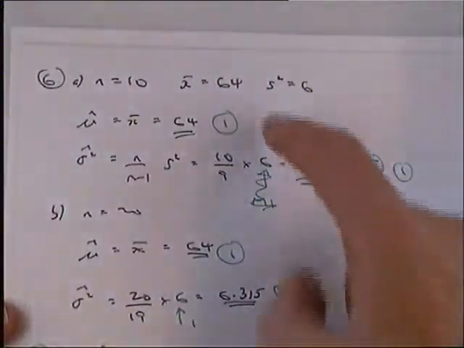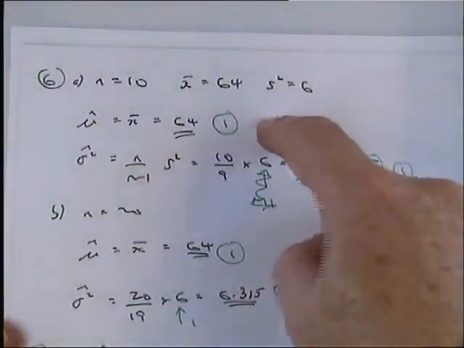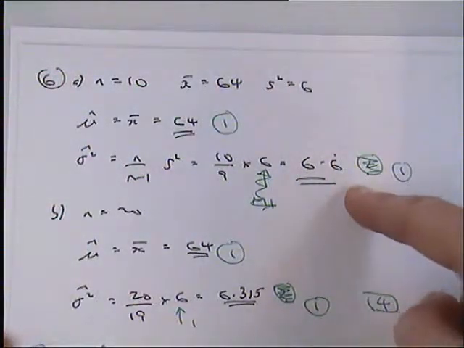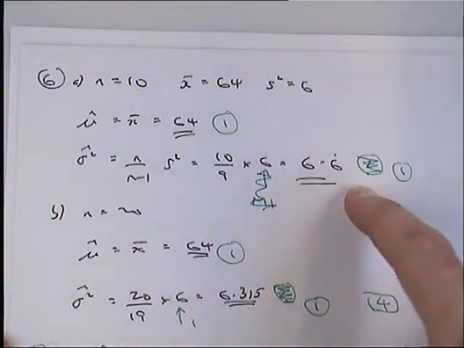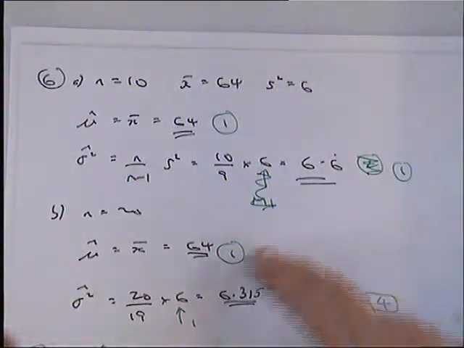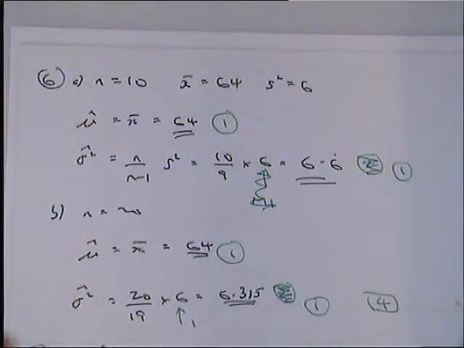4 marks. 1 for the 64 for mu hat, 1 for the 6.6 for sigma squared hat, and in part B, 1 for the 64 for mu hat again, and 1 for a 6.315 for sigma squared hat, for 4 marks altogether, 1 mark for each.